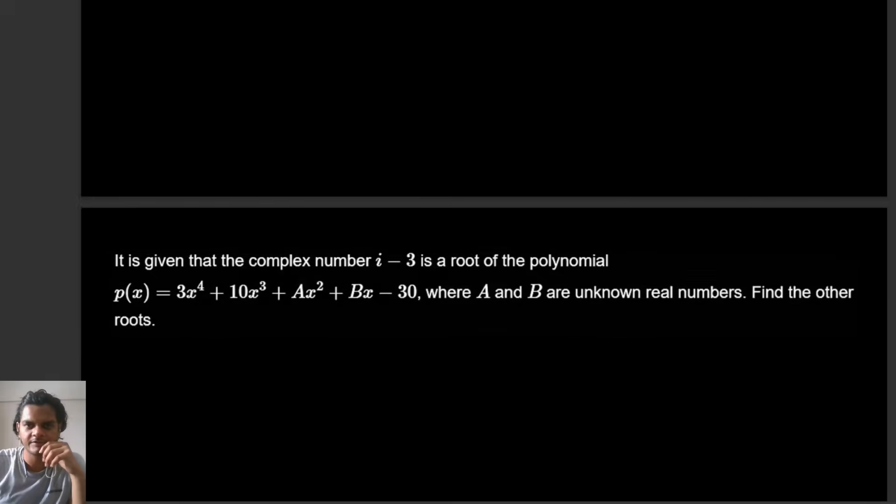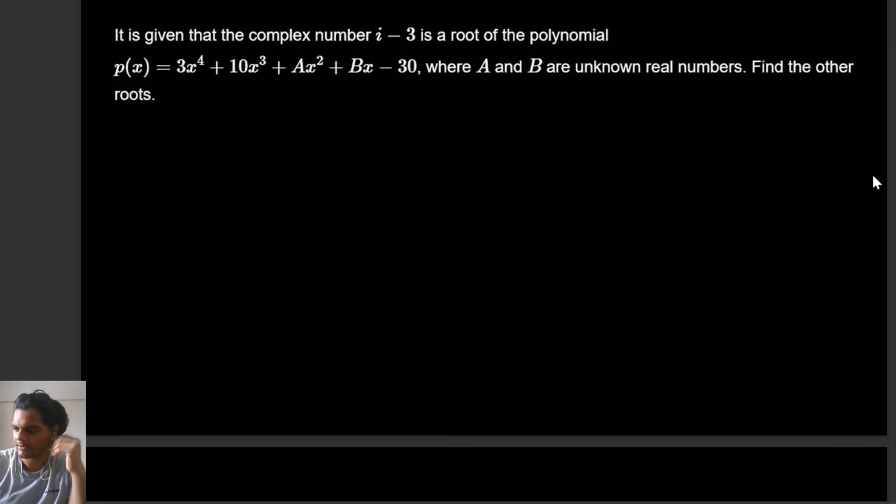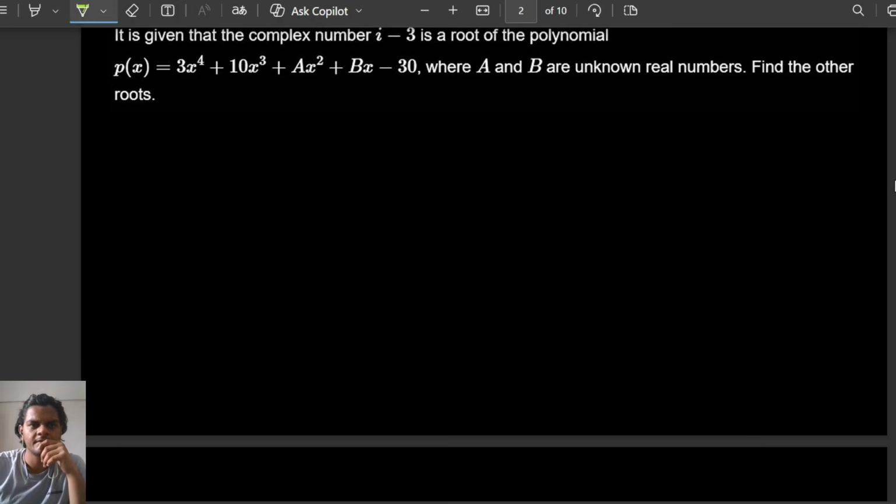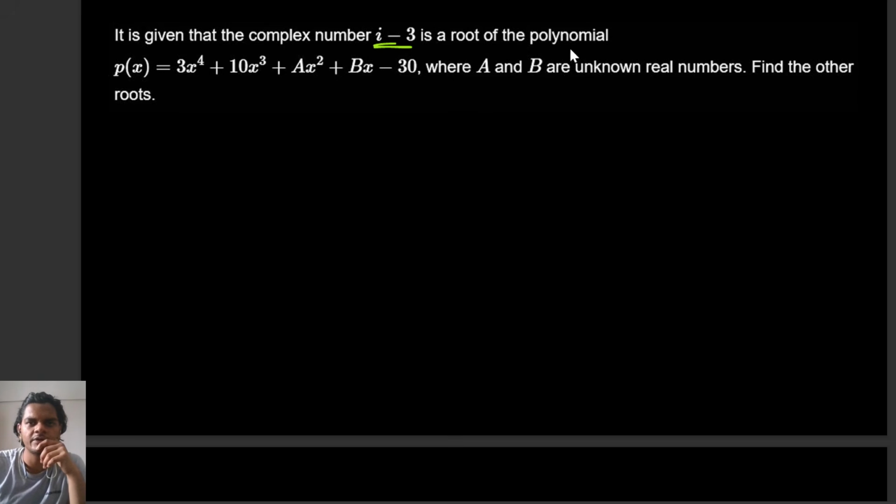So let's go to the first question. Pause the video, give it a try. Okay, the question says this complex number i minus 3 is a root of this polynomial and the polynomial has real coefficients. Now, since the polynomial has real coefficients and one of the roots is complex, that means the conjugate of this complex number has to be another root of this polynomial, right?